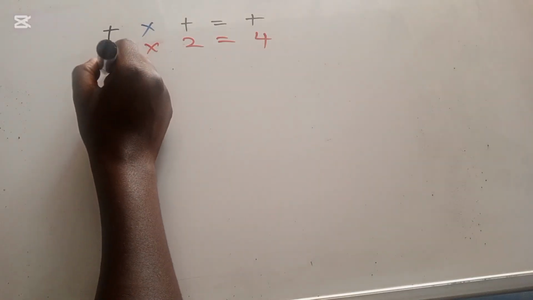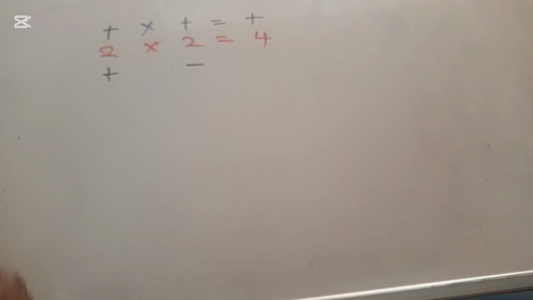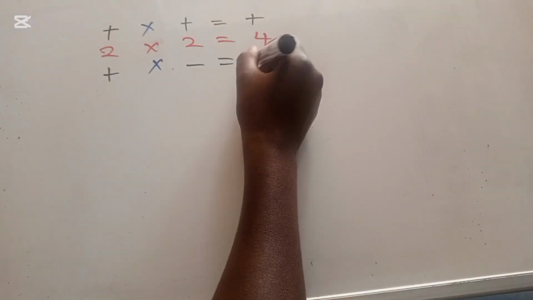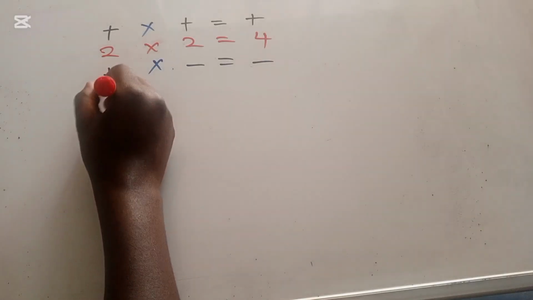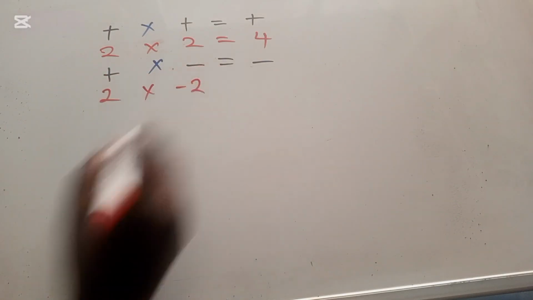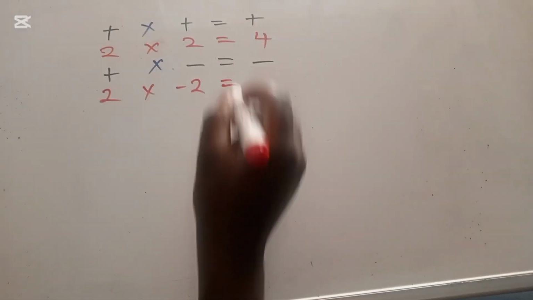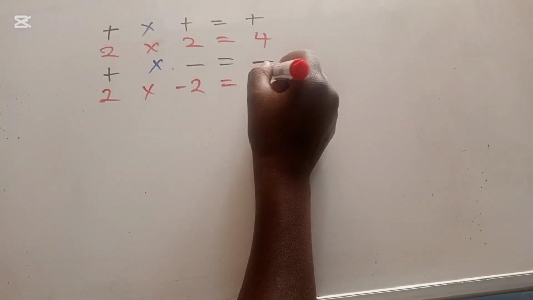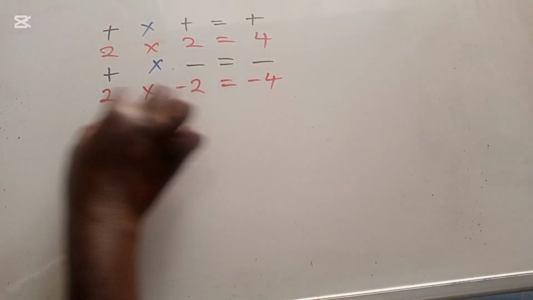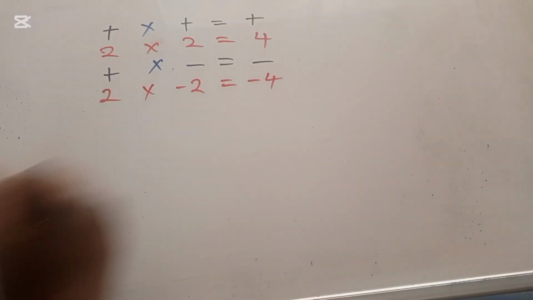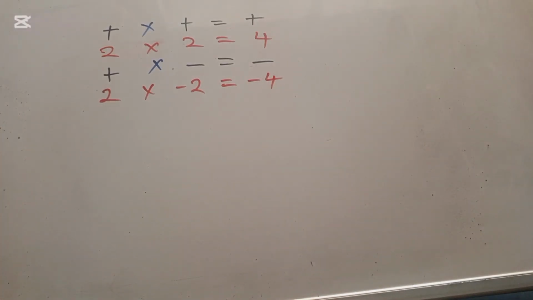What about if you have a positive and you want to multiply by a negative? The answer will be negative. Example, 2 times negative 2, the answer is negative 4. If you reverse and start with a negative times a positive, again the answer is the same. So multiplication does not have so many complications.